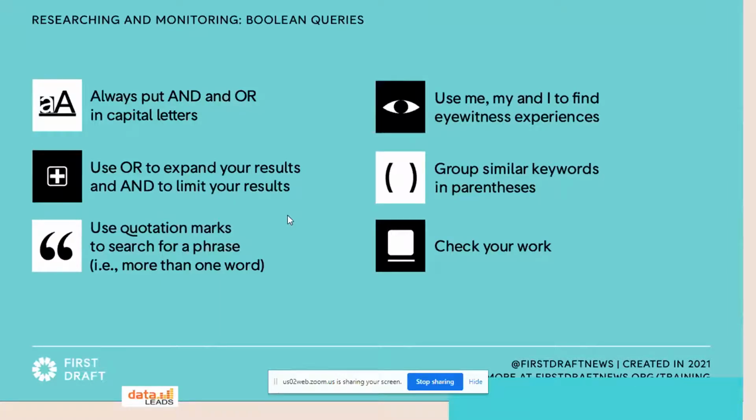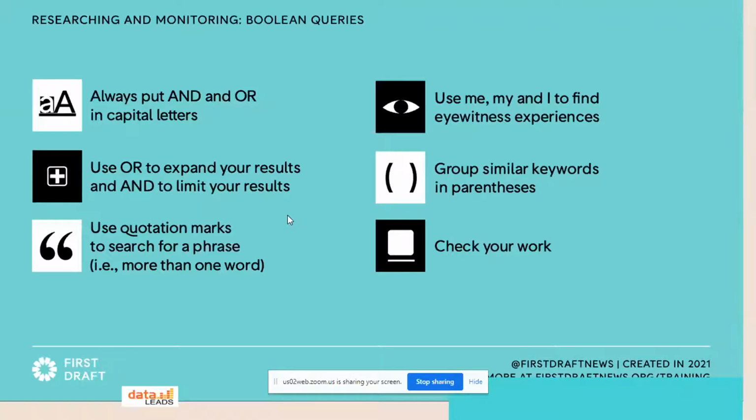So always put AND and OR in capital letters. That is something which you have to keep in mind. Use OR to expand your results or AND to limit your results. Use quotation marks to search for a phrase. Say for example, vaccine hesitancy. I just want to have this particular phrase, put it in quotation marks and search that.